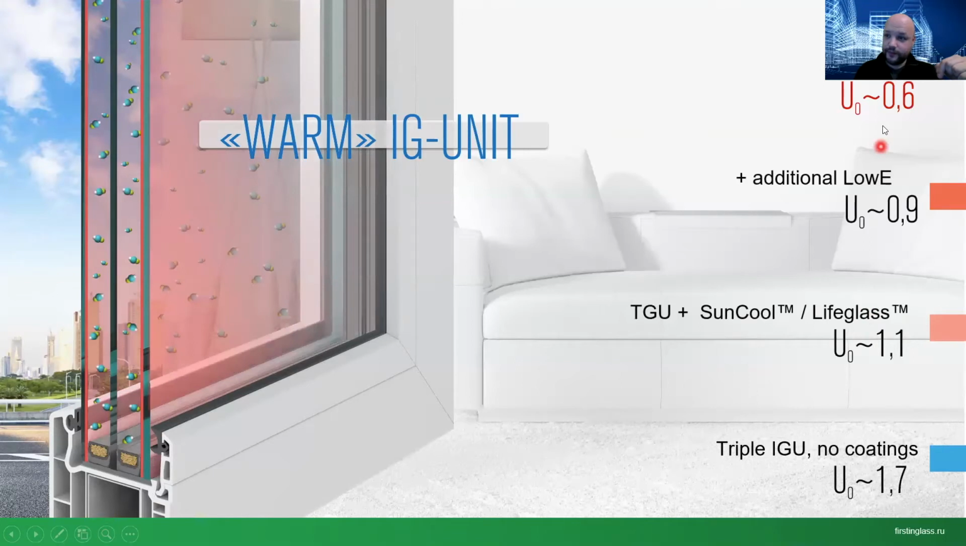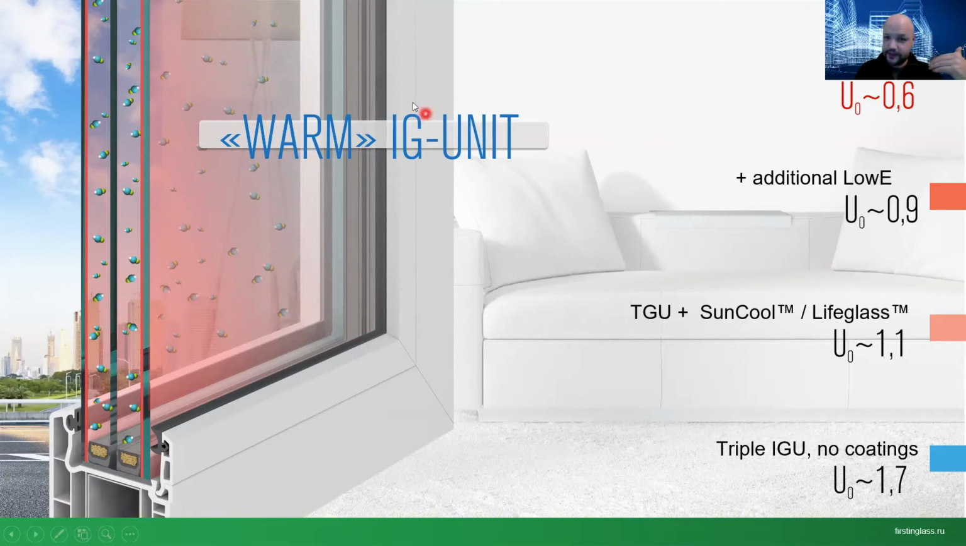And at the top, we have a triple IG unit with two coatings and argon inside. The U value is 0.6. So heat loss through the window is reduced 3 times. We only added 2 coatings and some argon.